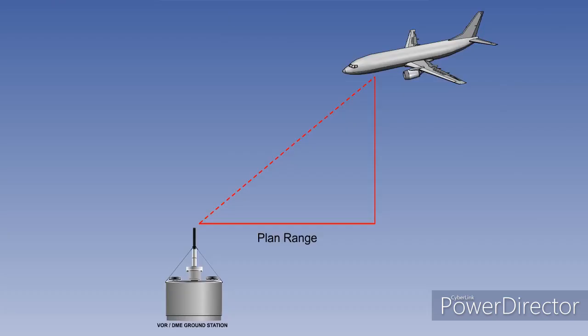However, what the pilot sees on his map, and what he usually requires, is the range to the point on the ground underneath the aircraft. This is called the plan range. The problem is easily solved by the use of Pythagoras' theorem. Let's consider an example.